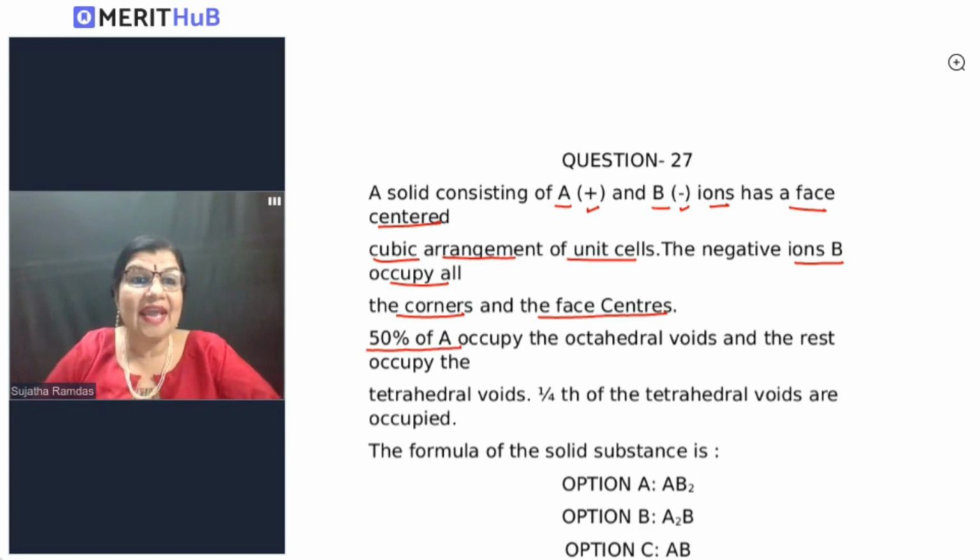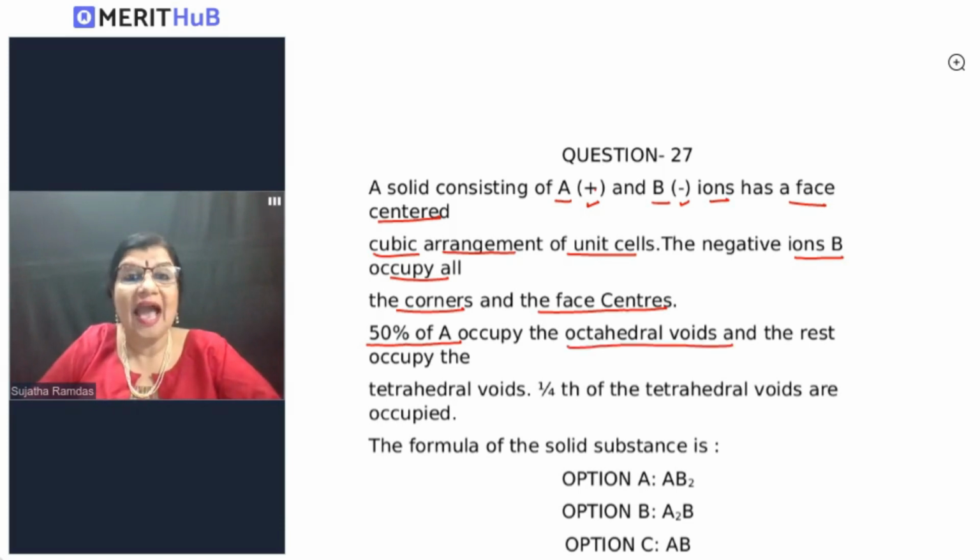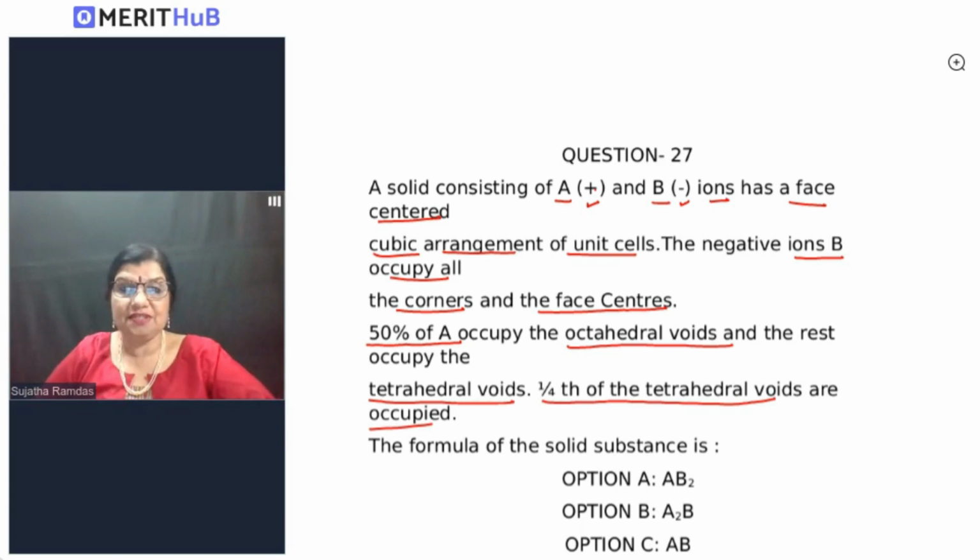50% of A are the positive ions, right? Now 50% of the positive ions A occupy the octahedral voids and the rest occupy the tetrahedral voids. 1/4 of the tetrahedral voids are occupied. You have four options. Which amongst these four options is the correct formula of the solid substance? So that is the question.